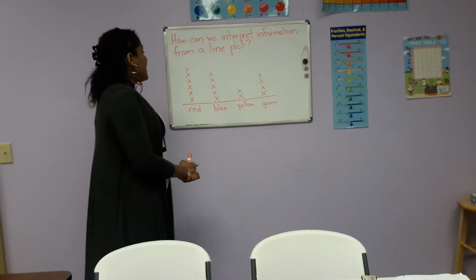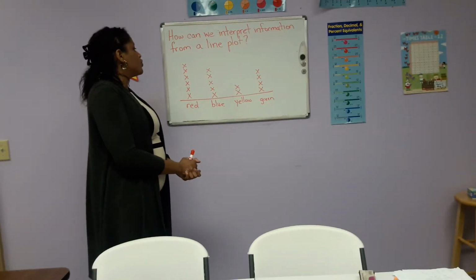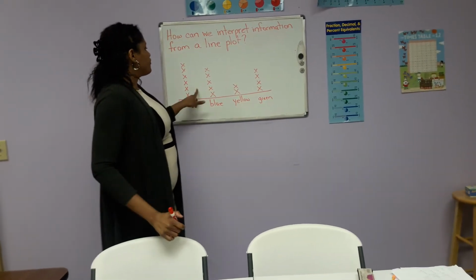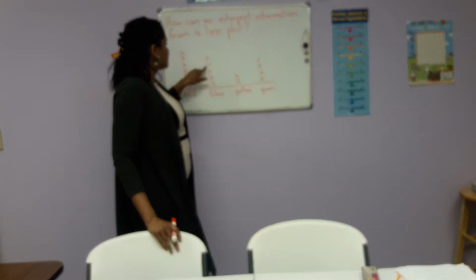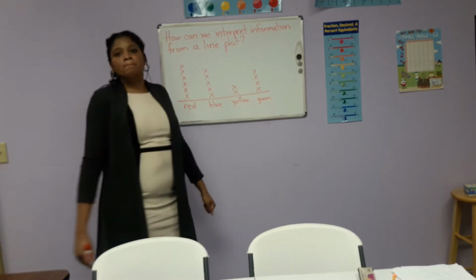So we can say, how many students like blue and yellow? So if we say blue and yellow, that means we're adding them together. So 1, 2, 3, 4, 5, 6, 7.